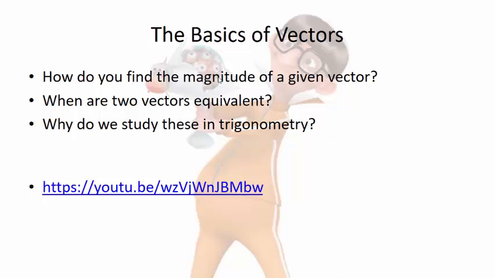How do you find the magnitude of a given vector? Sometimes you'll interpret that as speed, but often we'll describe that as a distance. And so keep in mind it would depend on the scenario. Another question you might be thinking: when are two vectors equivalent? And another one: why are we studying these in trig? I thought that these were a physics topic.